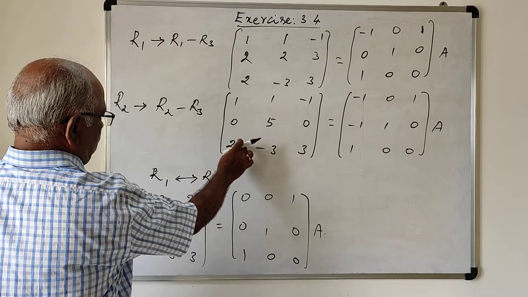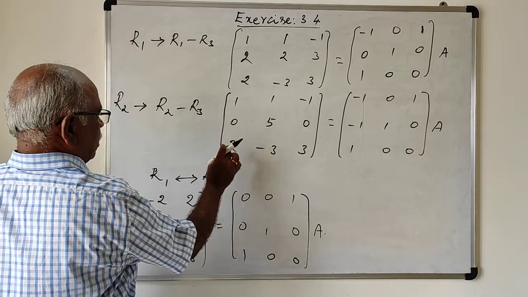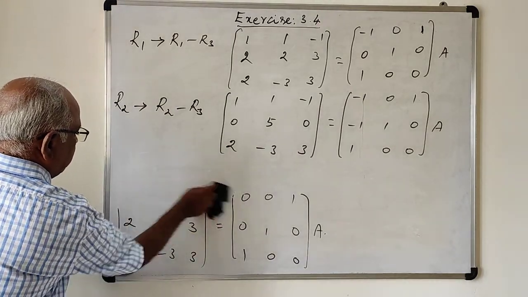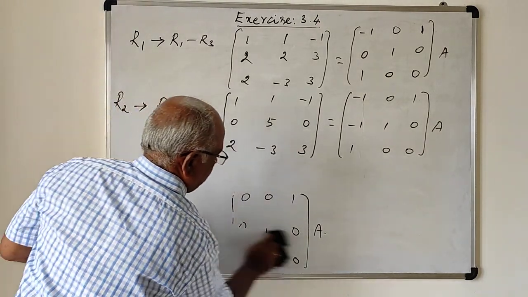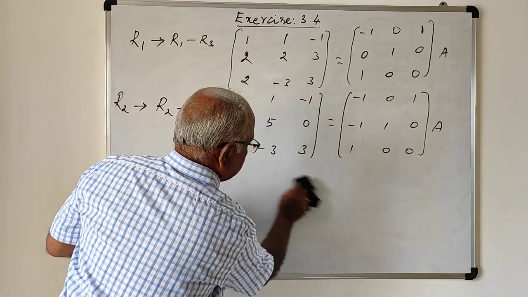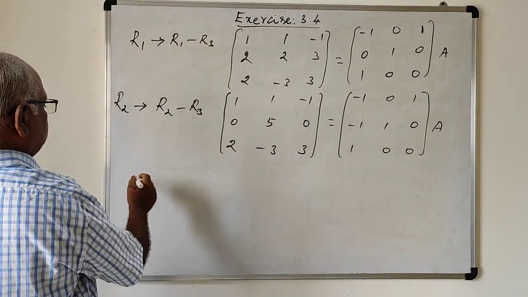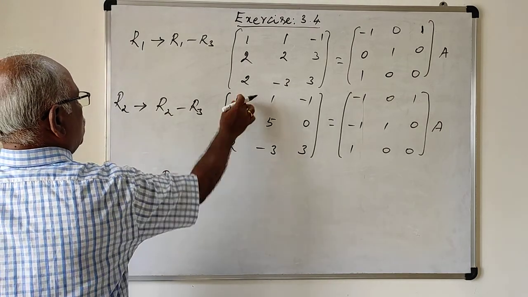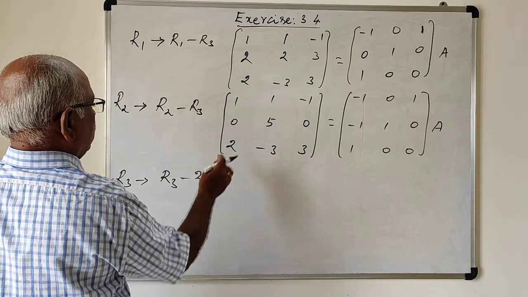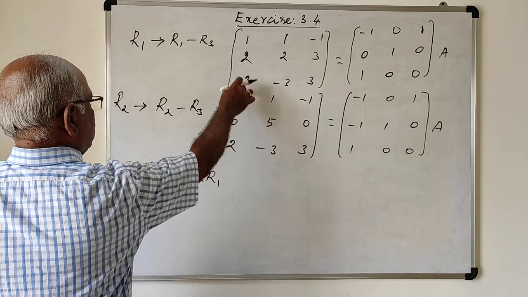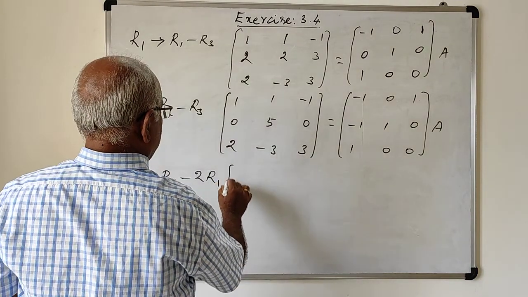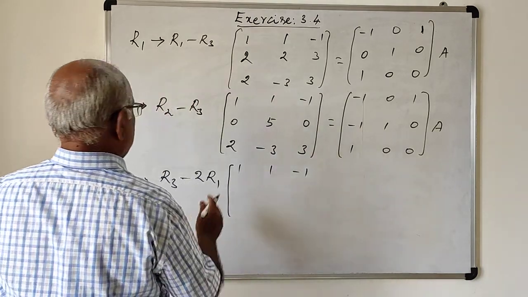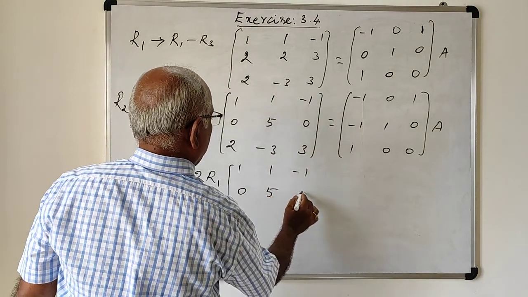Another operation: you now convert this 2 into 0. For that, R3 is R3 minus 2R1. Our next operation is R3 minus 2R1. Then it becomes 0: 2 into 1 is 2, 2 minus 2, 0. For that, see, 1, 1 minus 1 as it is, right? R2 is also 0, 5, 0.